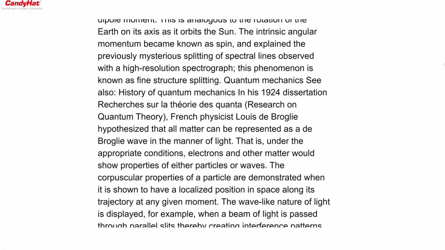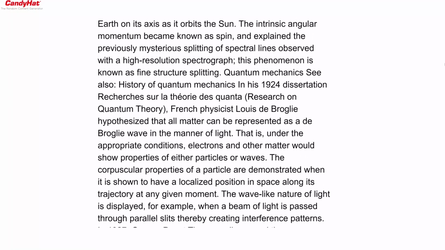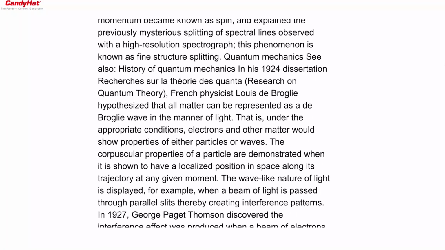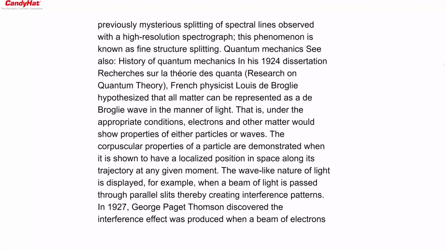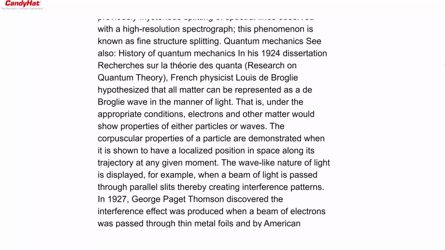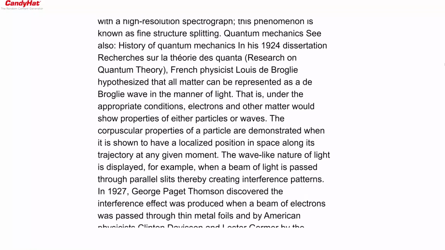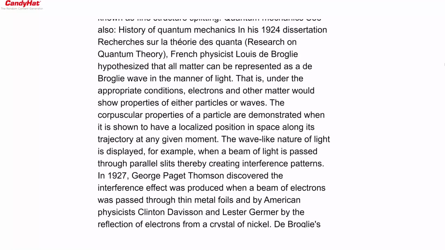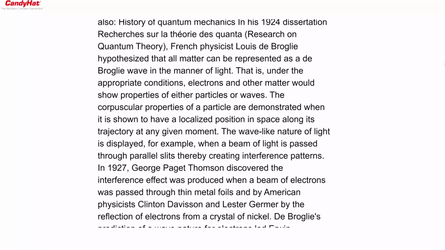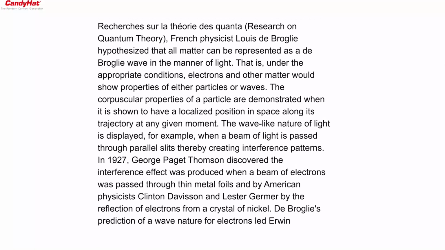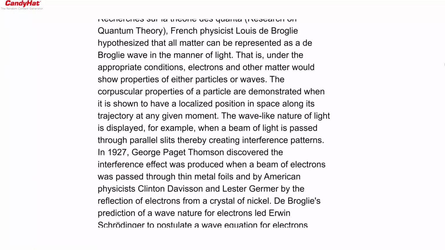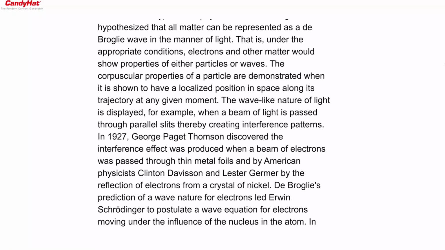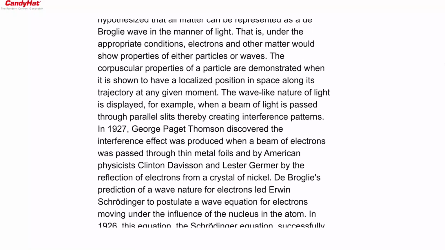The wave-like nature of light is displayed, for example, when a beam of light is passed through parallel slits, thereby creating interference patterns. In 1927, George Paget Thomson discovered the interference effect was produced when a beam of electrons was passed through thin metal foils, and by American physicists Clinton Davisson and Lester Germer by the reflection of electrons from a crystal of nickel. De Broglie's prediction of a wave nature for electrons led Erwin Schrödinger to postulate a wave equation for electrons moving under the influence of the nucleus in the atom.